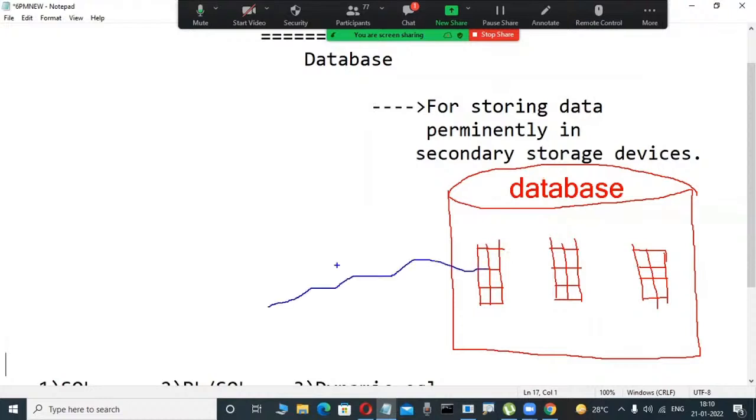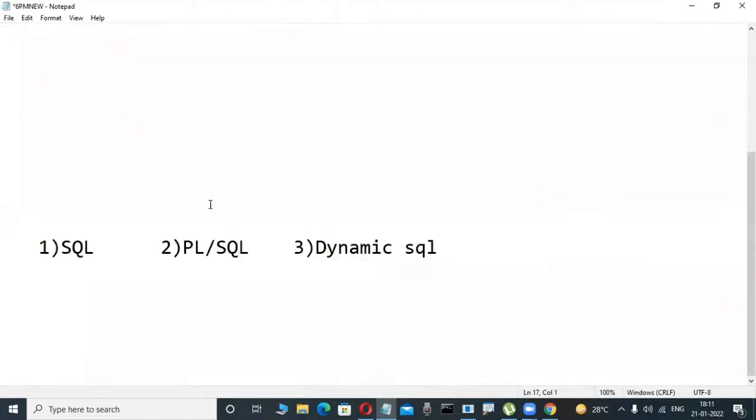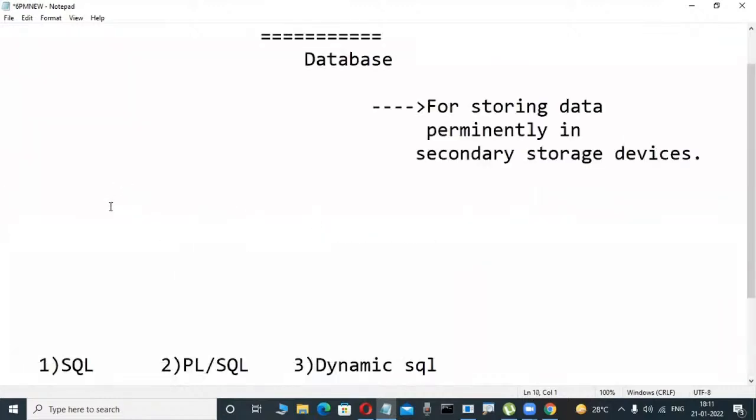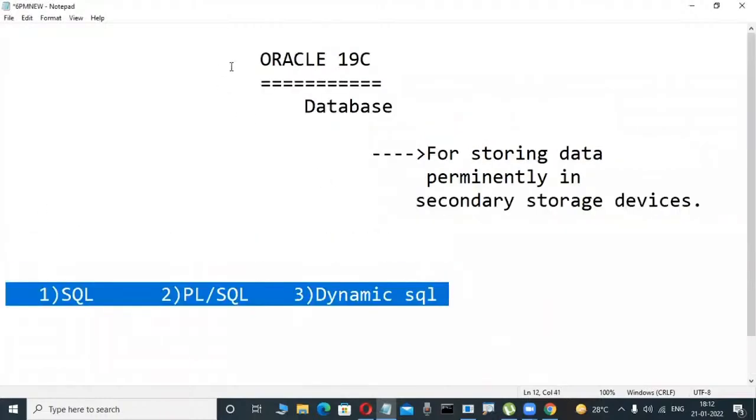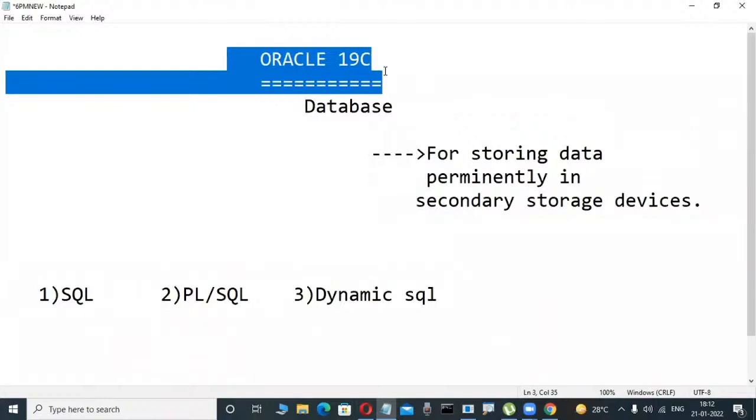We operate on this data using SQL, a language called structured query language. Yesterday I told you only up to this point, a small thing. If you want to operate the Oracle software, we use SQL, structured query language. Another language is PL/SQL, procedural language extension for SQL. Another language is dynamic SQL. Through these three languages, we operate the Oracle software in your companies.